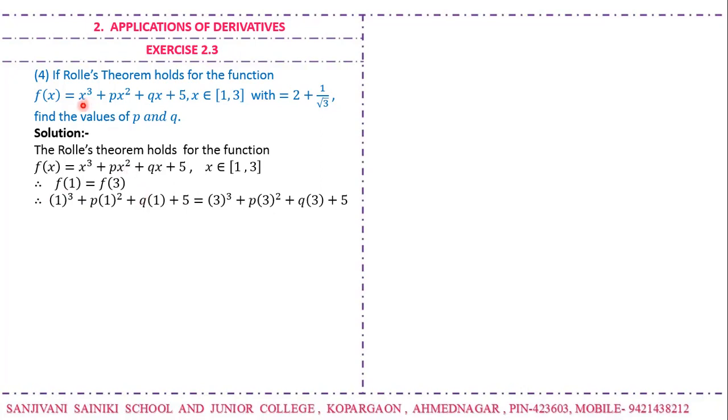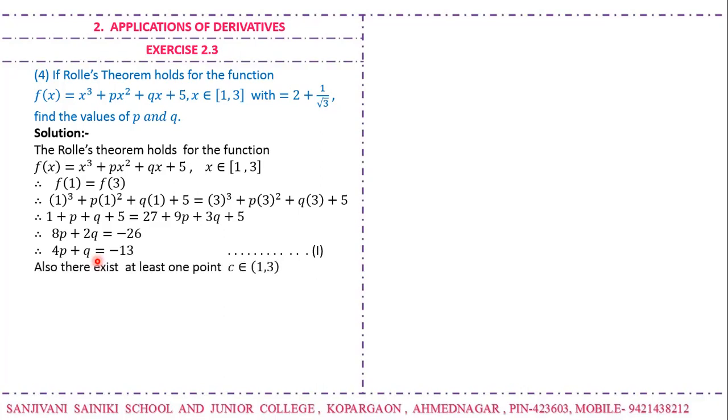So what will be f of 1? We will put x is equal to 1 in this function and we get f of 1. Similarly, we will put x is equal to 3 in this function and we get f of 3. After simplifying, you will get a linear equation in p and q. This is our first equation.